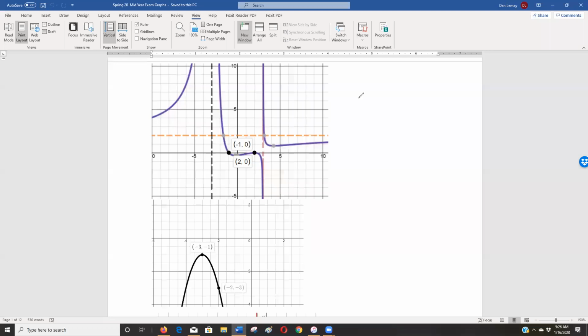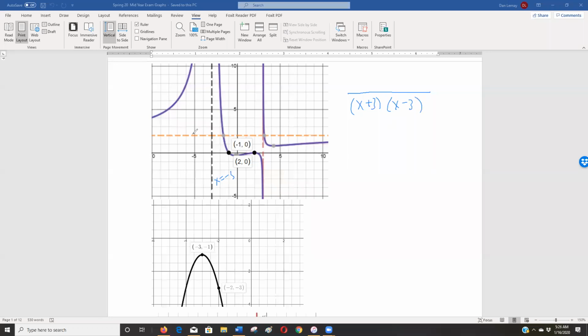I know vertical asymptotes happen in the denominator because I can't divide by 0. And I know that this is at x equals -3, so I'm going to write x plus 3. And I see the other one happens at +3, so that's going to be x minus 3.